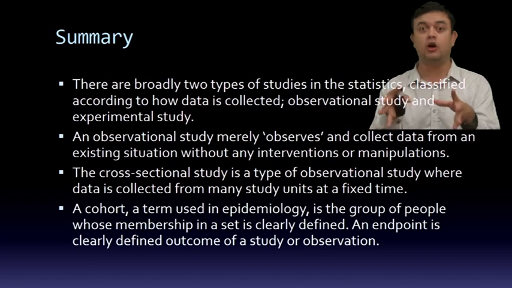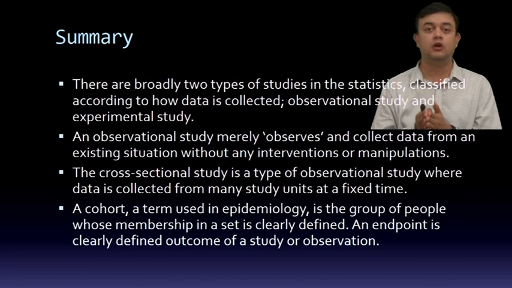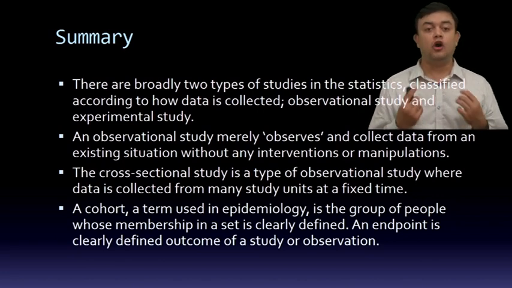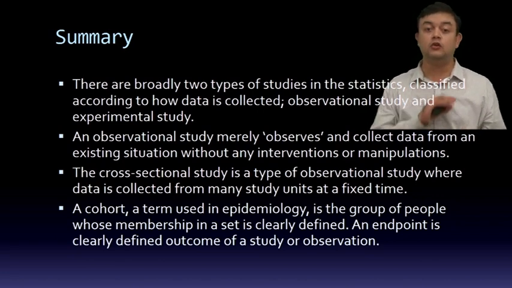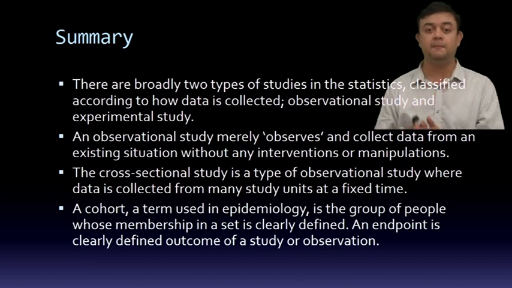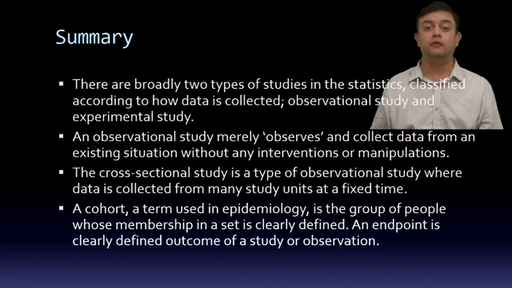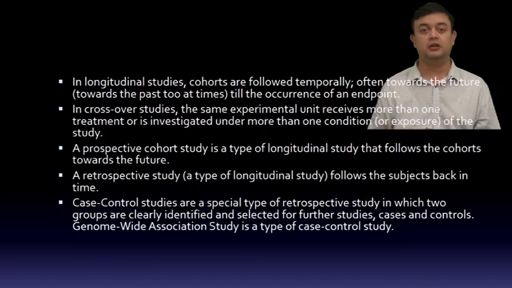It's like a snapshot of different cohorts at one point of time. That is called the cross-sectional study. A cohort, a term used in epidemiology, is a group of people whose membership in the set is clearly defined. An endpoint is a clearly defined outcome of the study or the observation. So that is what you call the endpoint and the cohorts.